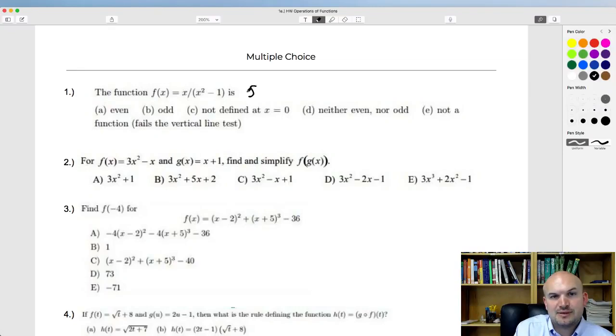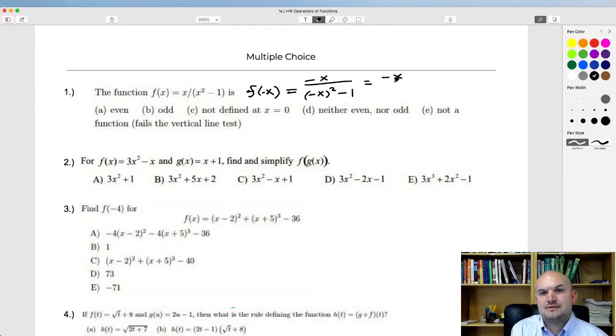So first thing I'm going to do is plug in f of negative x. And when plugging in f of negative x, I get negative x all over negative x squared minus 1. And therefore I have a negative x all over x squared minus 1. Now, again, if you can factor out this negative, the negative is up here in the top. So I have an x all over x squared minus 1.